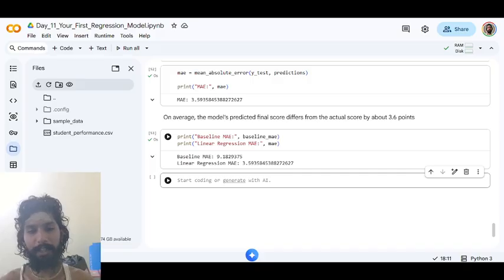If the linear regression MAE is lower than the baseline MAE, the model is using the features to make better predictions than simply guessing the average score. That is an important first check. Now calculate RMSE.